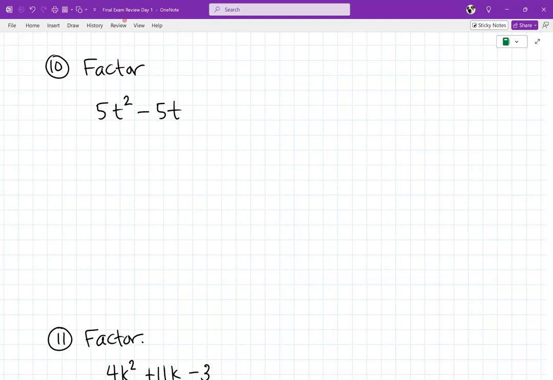So if it's not a difference of two squares, then I ask myself, what do they have in common? Well, I mentioned earlier they both have a 5, right? And they both also have a t. But just one t in common, not both t's. So this would be 5t times t minus 1, and I'm done. I factored it. Now, if I couldn't have done that, then the answer is just 5t squared minus 5t. Like if there's nothing I could have pulled out that was in common, then the answer is itself. Okay?